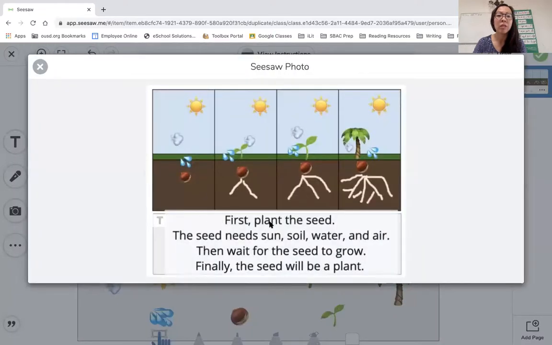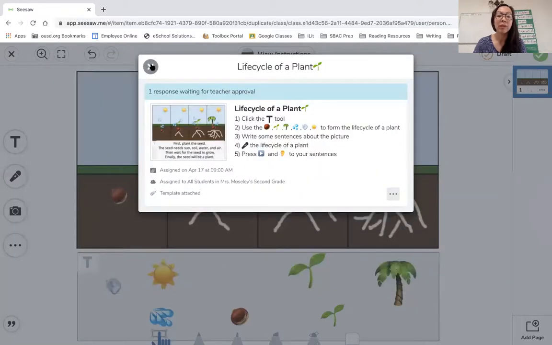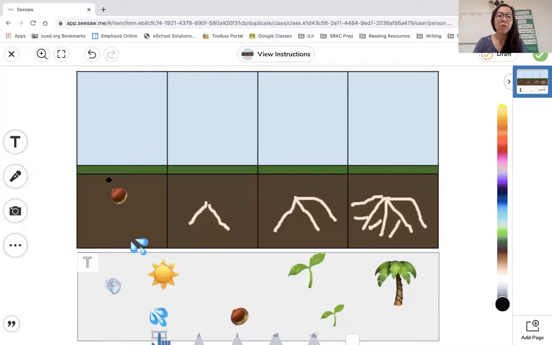Okay, I see the first thing we do is plant the seed. It needs water. So I can move those things. It needs sun, soil, water, and air. So I can see I'm going to use those emojis to help me out. I'm going to put in some water, sun, and the air emoji. So I know that's the first step. Then I see there's a second step. So I'm going to move those parts in. You could click the microphone to record yourself telling what the plant needs also.